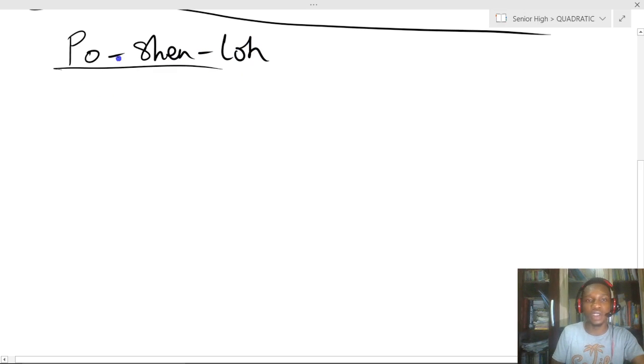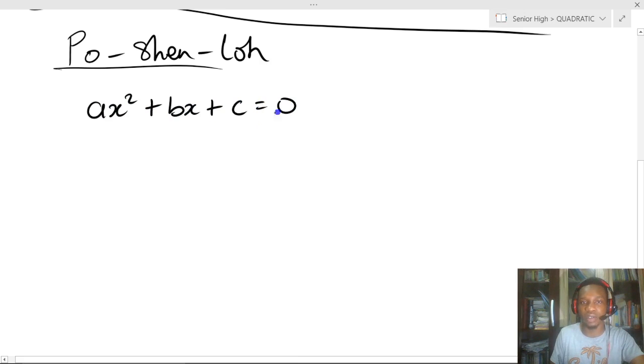I slide up my screen and we're still on the Po-Shen Loh method of solving. Let's take back the original form of the quadratic equation. It is written as ax squared plus bx plus c equals 0. But there's also another way of representing this equation, written in a more logical sense of how it is built up.